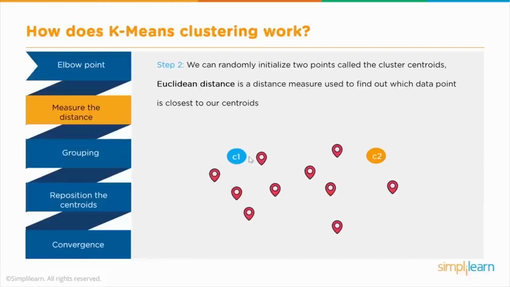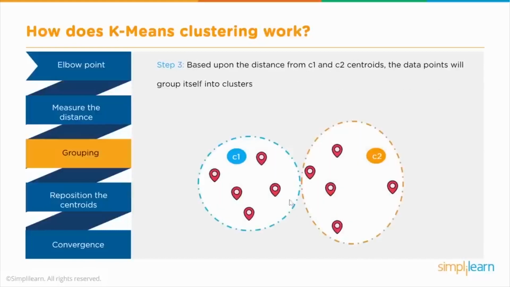So the points which are close to C1 will be assigned to C1, and the locations which are close to C2 will be assigned to C2. This is how the initial grouping is done. This is part of C1 and this is part of C2.